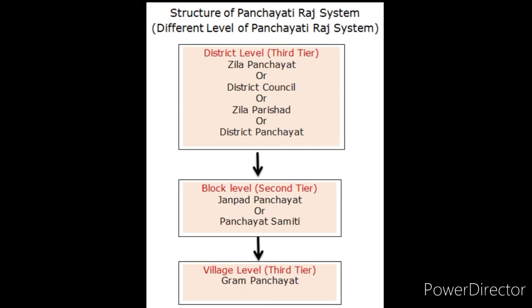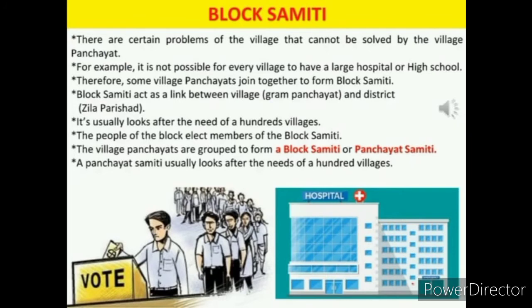Above the Gram Panchayat at village level, which we have discussed already in our previous video, there is Prakhand Panchayat or Panchayat Samiti at the block level. A Panchayat Samiti has many Gram Panchayats under it, which means that it has many villages under it. And above the Panchayat Samiti, there is the District Panchayat or Jilla Parishad. So we will now understand what is Block Samiti or Panchayat Samiti.